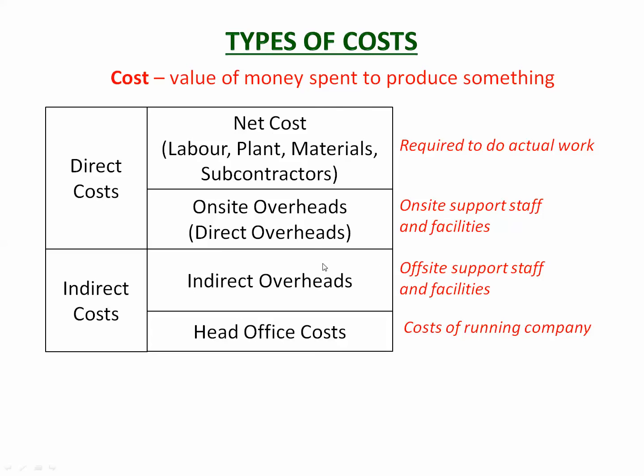In addition to that, there are the costs of running a company. These are indirect costs. So there are indirect overheads. These are the people that are not on site but are actually supporting the project works. So that'll be the person at the office doing the timesheets. There might be a senior engineer who's overseeing the whole project. He's not on site, but he's overseeing it. So those are the indirect overheads.